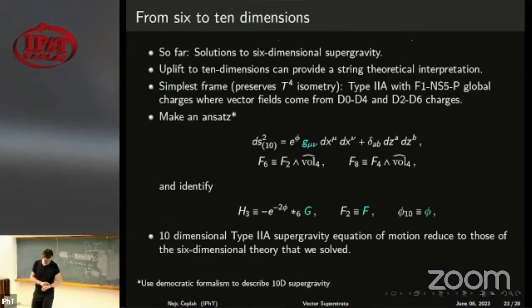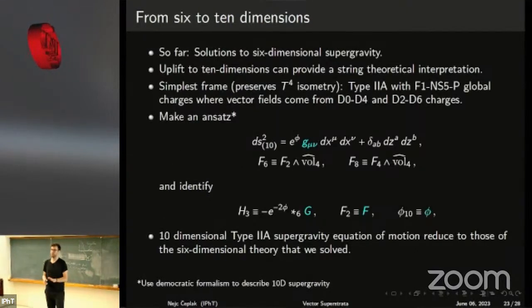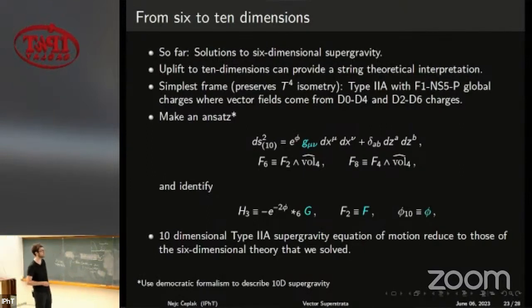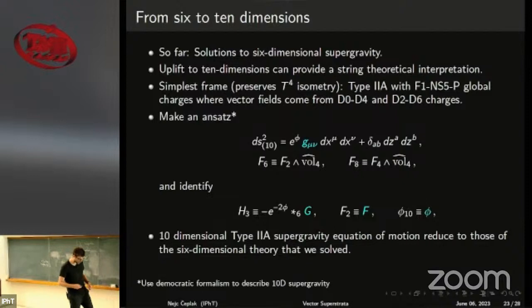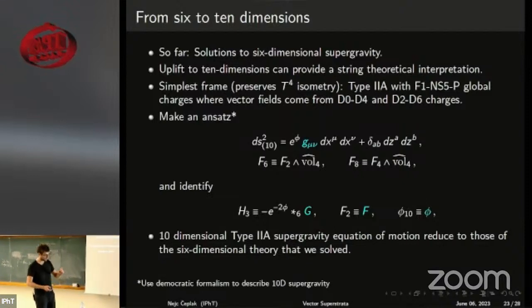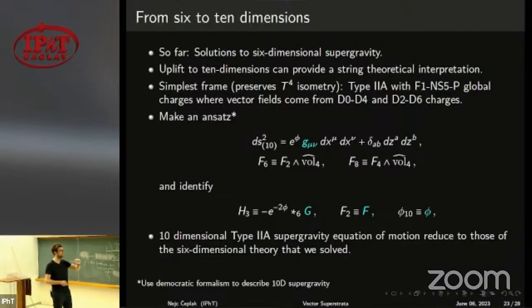Before I finish, in the last couple of minutes, let me talk about going to 10 dimensions. So far, all I've done is solve differential equations in 6 dimensions. I've only solved equations of motion in 6-dimensional supergravity. The idea now is to go to 10 dimensions because then I can relate my sources of vector fields to some stringy sources. One of the particularly nice frames that I can use is the frame where I have F1 and S5 P global charges, but then the vector fields are actually carried by D0, D4, or D2, D6 charges. And the reason for that is that in this frame, the internal symmetry of T4 is preserved.